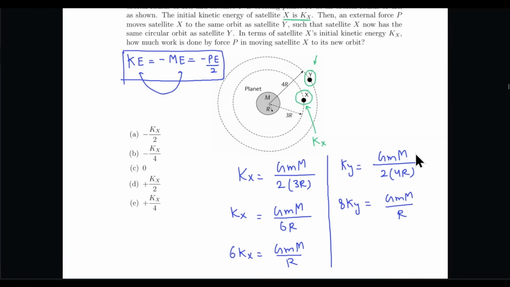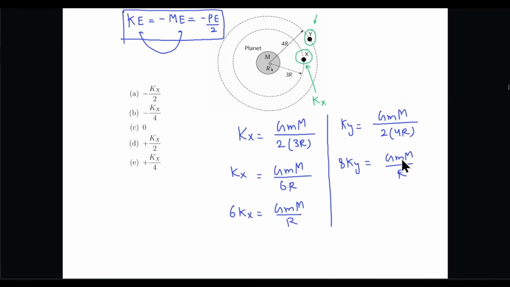Why I did all that is because I want ky in terms of kx. Now look at G m capital M over r. Isn't that the same as 6kx? So that's what I'm going to plug in over here. 8ky is equal to 6kx. So ky is equal to 6 over 8 kx, or 3 over 4 kx.